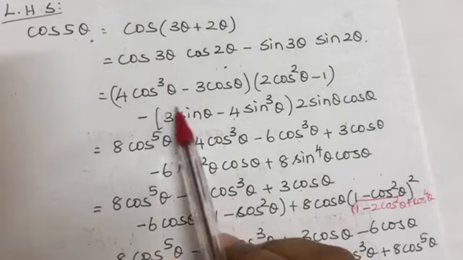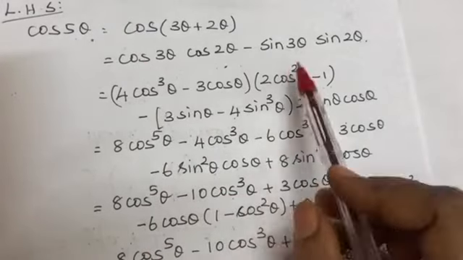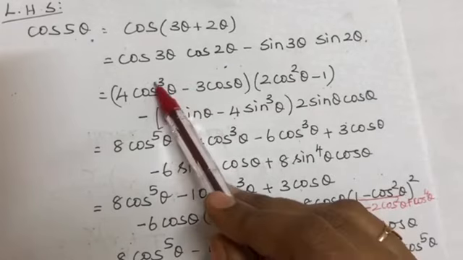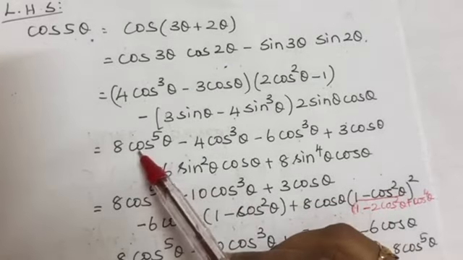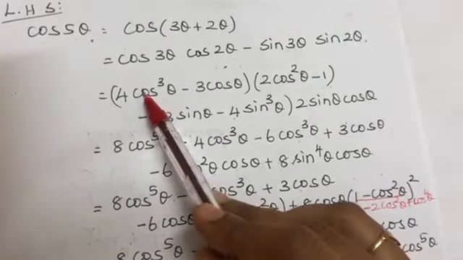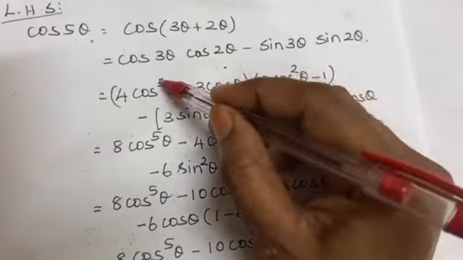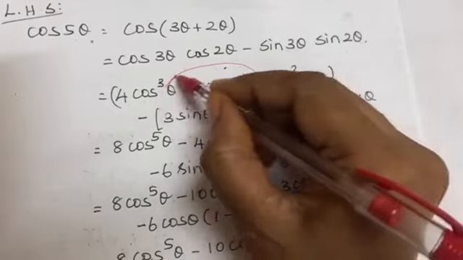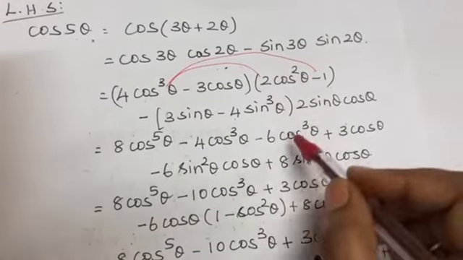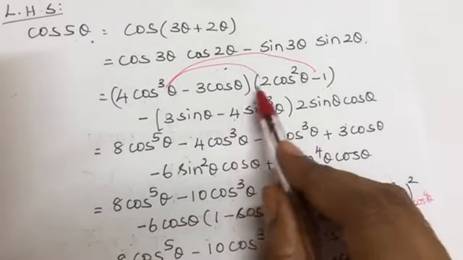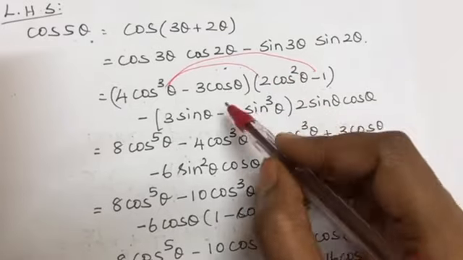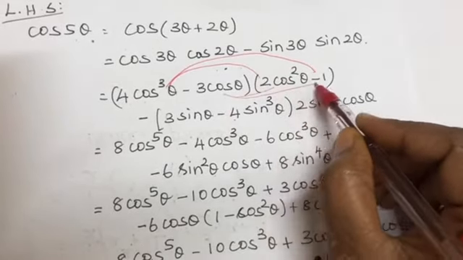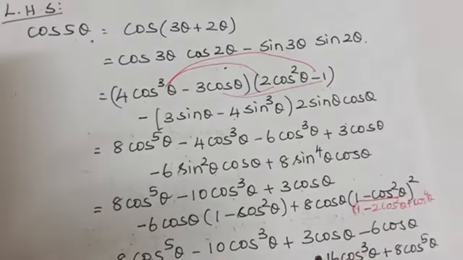Okay. So, now you can multiply it inside. For 4 cos cube theta into 2 cos square theta, this will become 8 cos power 5 theta. While multiplying this with 1, you get minus 4 cos cube theta. First I multiply this. Now, 3 cos theta, I am multiplying this with 3 cos theta. So, 6 cos cube theta, minus and minus will be plus. So, plus 3 cos theta.